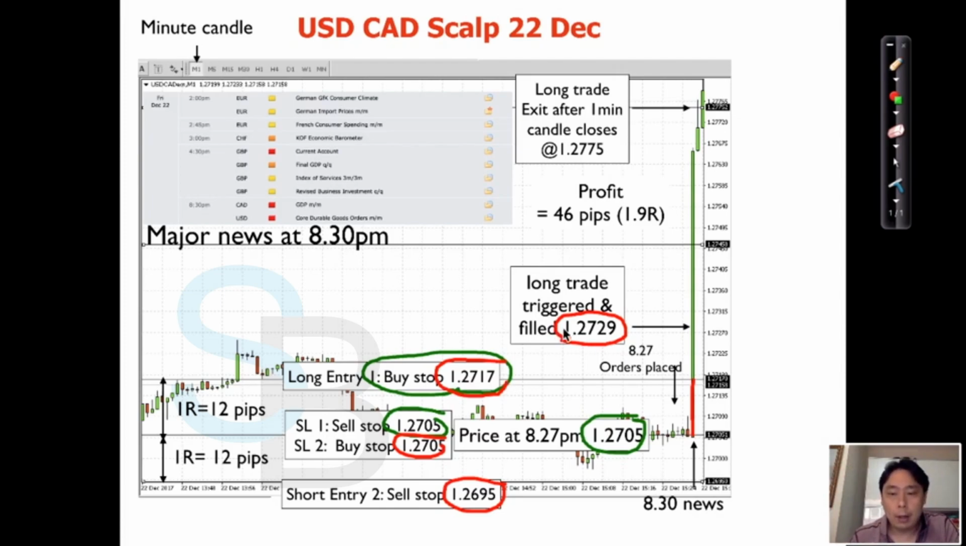So the moment that happened, what was my real risk? Right, so I bought at 2729. My stop loss was at 2705. So my risk is actually 24 pips because of my bad fill. Can you see that? So instead of risking 1R, my risk is actually 2R. So if the price had come back down to hit my stop loss, I would have lost 2R.